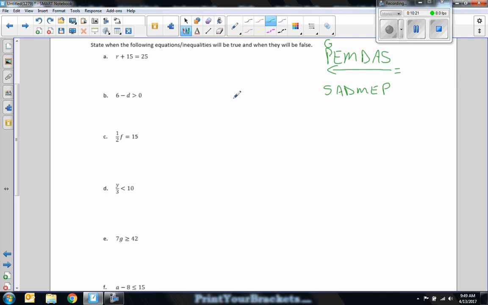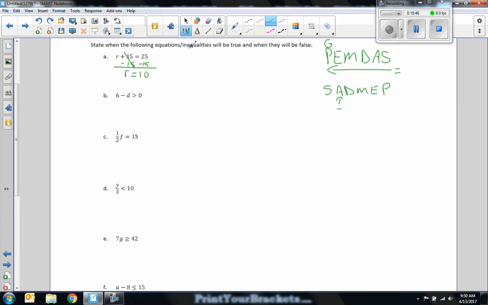So I see addition, and the inverse of addition is subtraction. So I'm going to subtract 15 from both sides. And when I do that, I get the 15s to cancel, and I get the variable all by itself, and that's what I want to know. I want to know what R is that makes this true. So 25 minus 15 is 10.